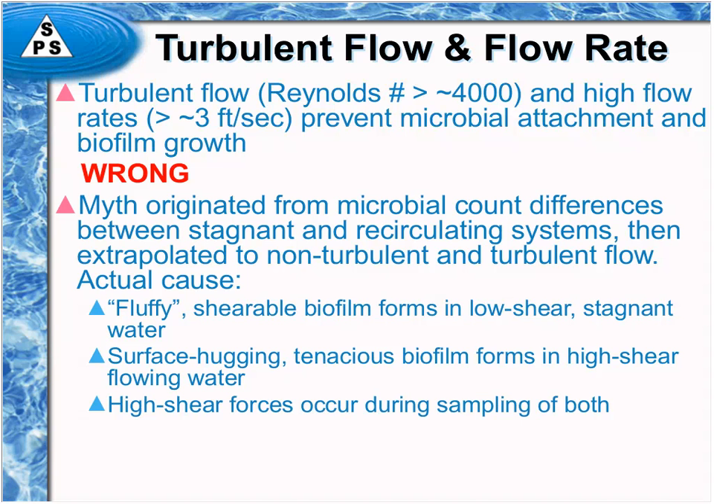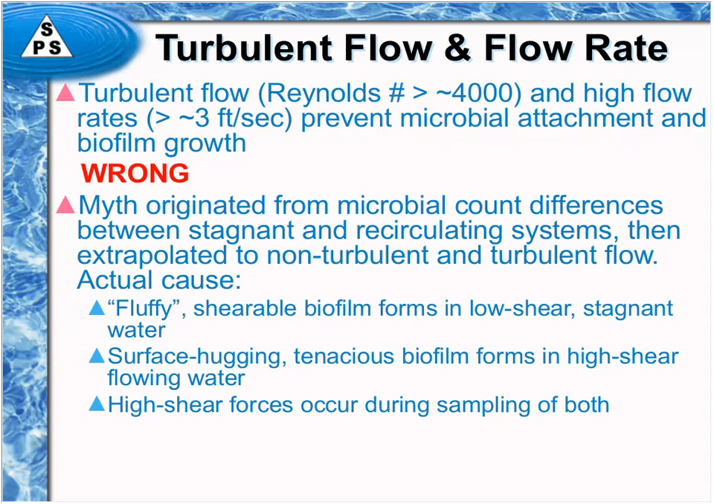What happens when you sample these two systems is that you create high shear forces right at the sample port. So right where the water is coming out of the system into your sample container, there are high shear forces. And so if you happen to have a stagnant system that you now open a valve and cause a great deal of flow through a portion of the system and down that sample valve and into your sample container, you're going to shear off all of this fluffy biofilm, and it's going to come into your sample container.